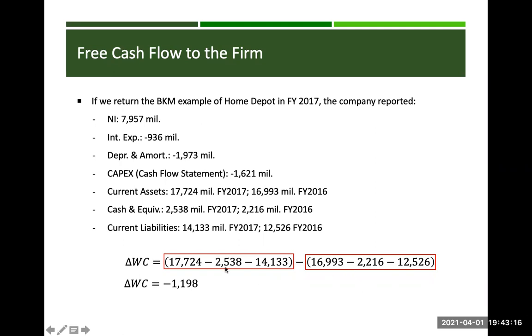Holdings of cash went up as well. So that really would indicate, let's see if I can do this really quick. So 17,724 minus 2,538. So their non-cash current assets in 2017 were 15.186 billion. Their non-cash current assets in 2016 were 14.777 billion. So that's an increase of 409 million in non-cash current assets.